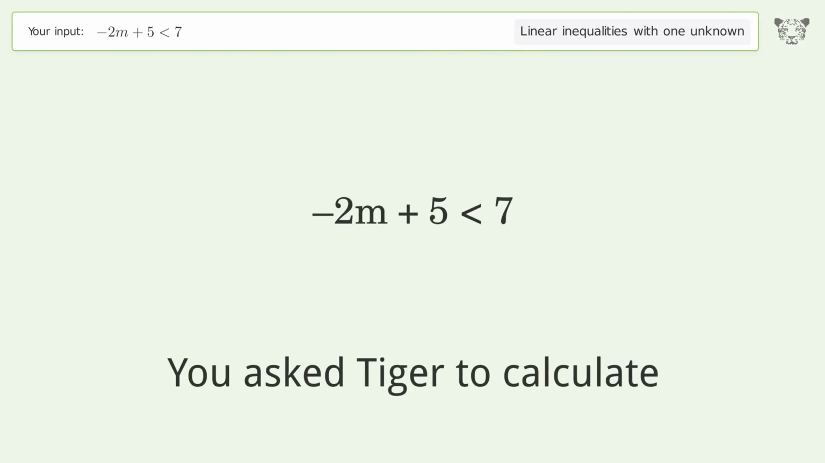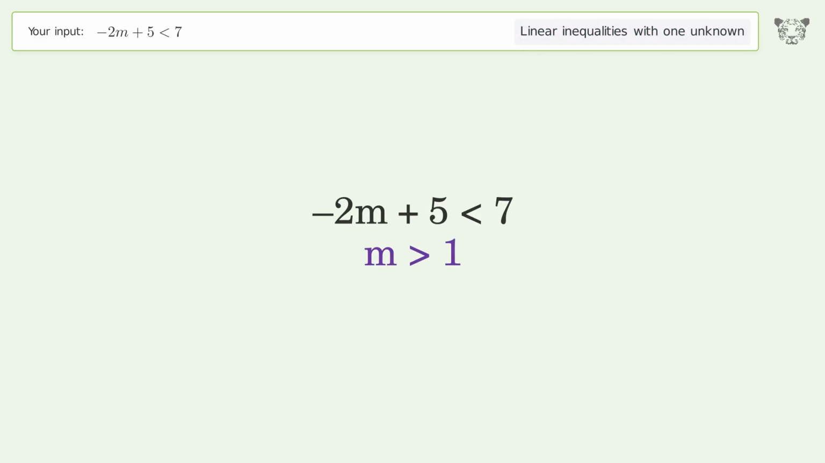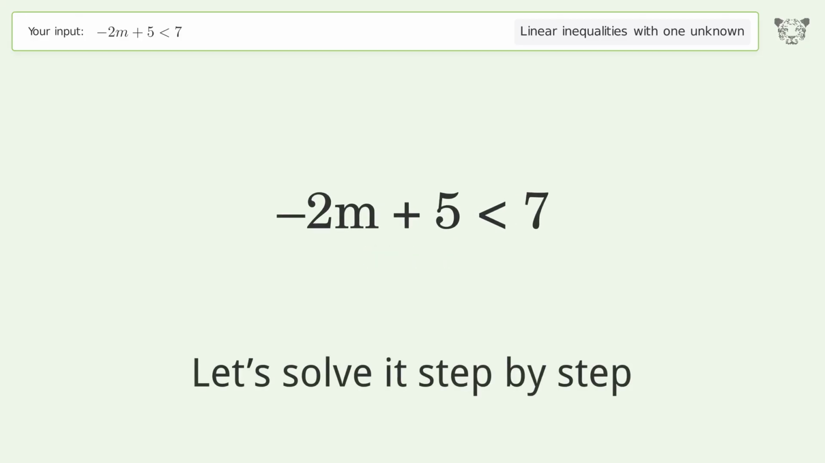You ask Tiger to calculate. This deals with linear inequalities with one unknown. The final result is m greater than -1. Let's solve it step by step.